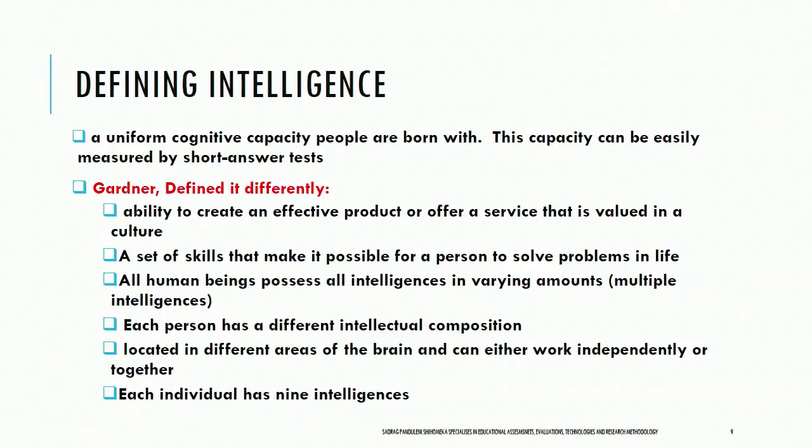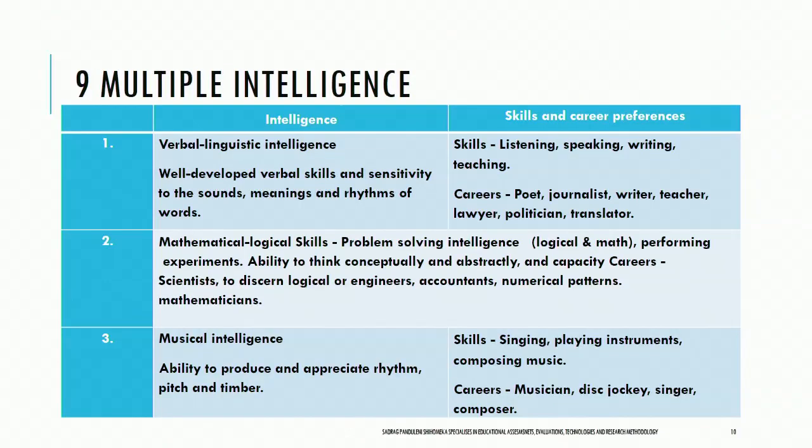And according to Gardner, each individual, each learner in your class, has 9 intelligences. At this point, I would like to draw your attention to the study guide, where these 9 multiple intelligences are clearly explained. What you need to do is go to your study guide and try to read about each of the 9 intelligences, and look at the skills and career preferences. I will list all these 9 areas of multiple intelligences as follows.